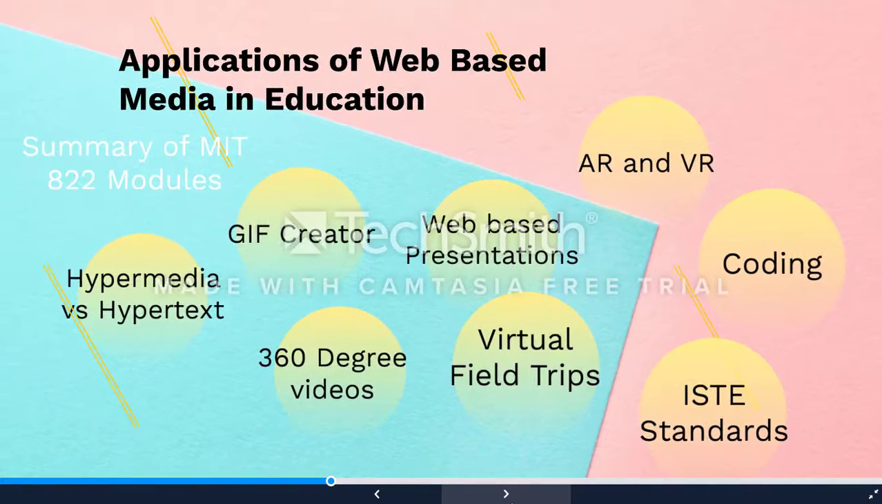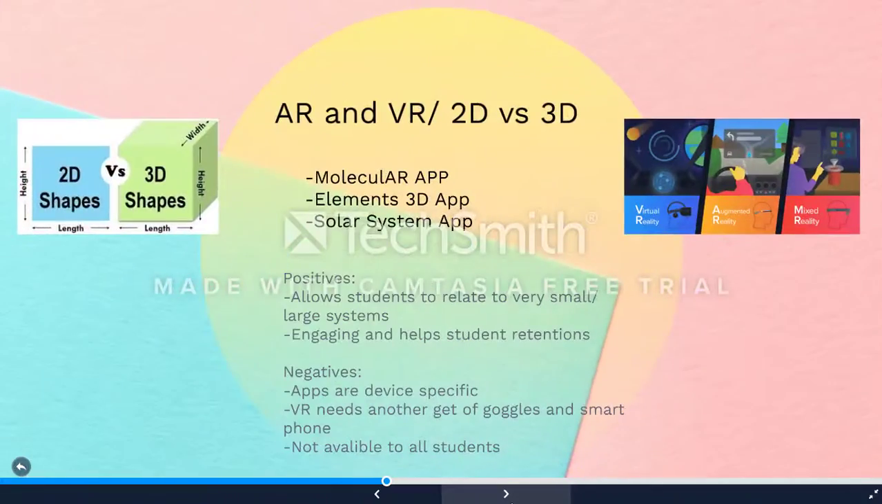The next thing that I want to highlight is AR and VR, augmented reality versus virtual reality, and we also talked about 2D versus 3D. I researched multiple applications that I can use in my chemistry course for AR and VR. I came up with these three applications: Elements 4D, the Molecule app, and the Solar System app.